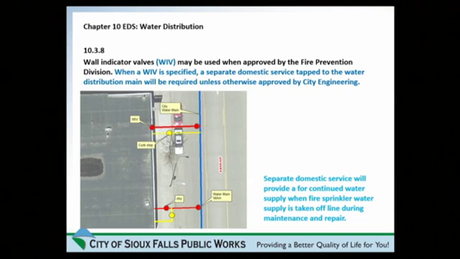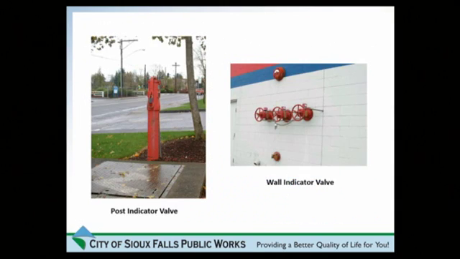Presently, we have 2 scenarios. We have a wall indicator valve and a post indicator valve. You might have seen some of these post indicator valves out in front of buildings. That's that image on the left. And if you really didn't know what you were looking for, you probably wouldn't have noticed that wall indicator valve, which is located on the right. I think there's a post indicator valve on the west side of this building.